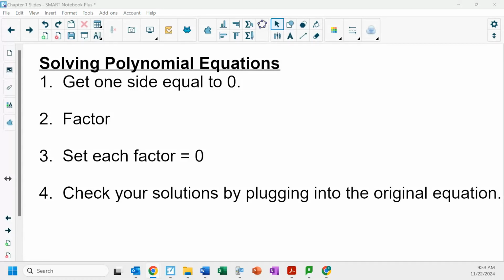So as it says in our notes and as it says in our flow chart, the first thing we're going to do is get one side equal to 0. Then we're going to factor. So that's going to take us through the middle part of this factoring flow chart that we have.